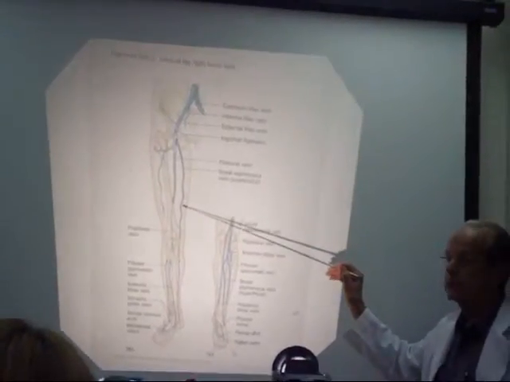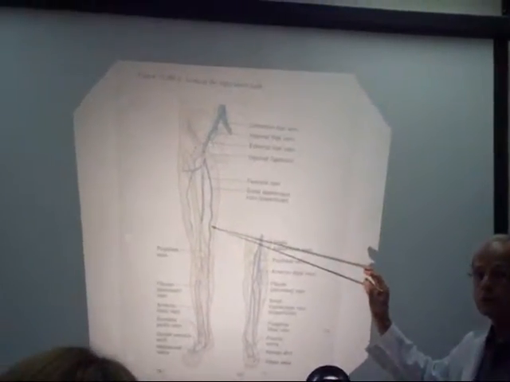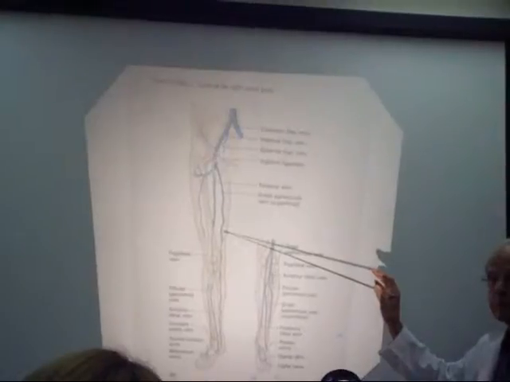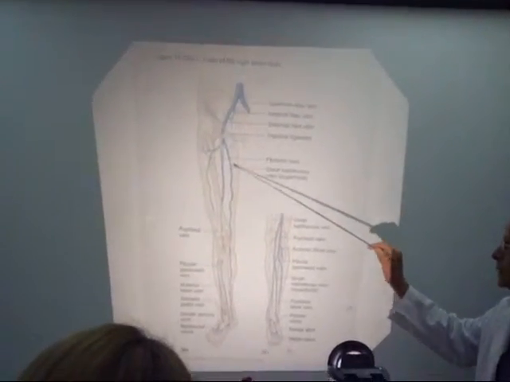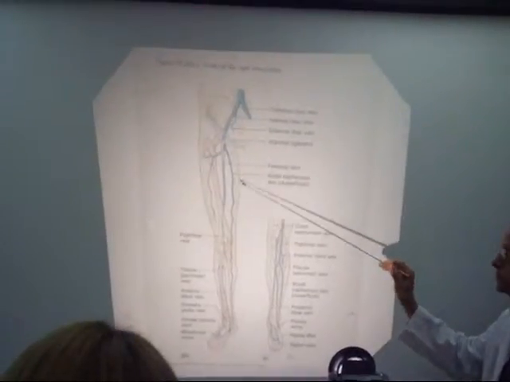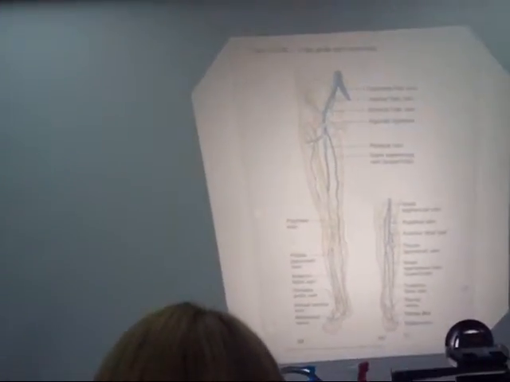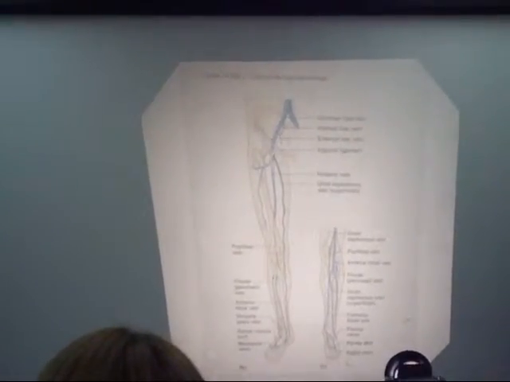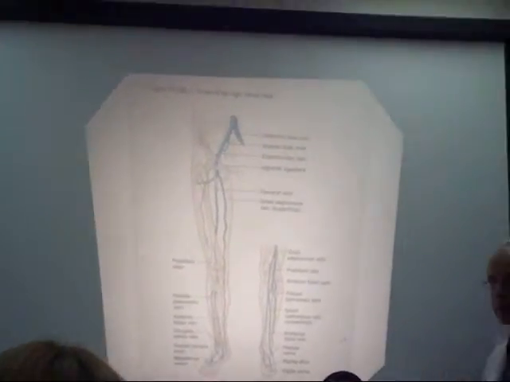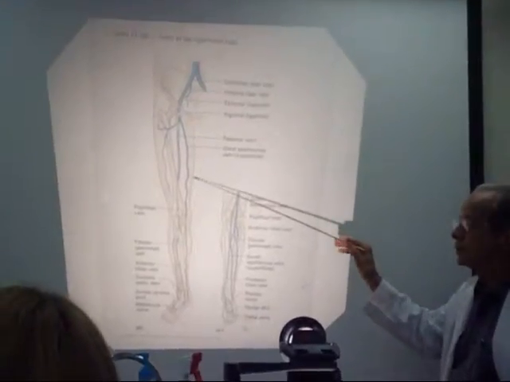This is the vein that's commonly used as a donor vein for coronary artery bypass. They come down in the leg, tie off a section above and below, take out a section of vein, and use that as a vein graft to form the bypass around a blockage in a coronary artery, for example.